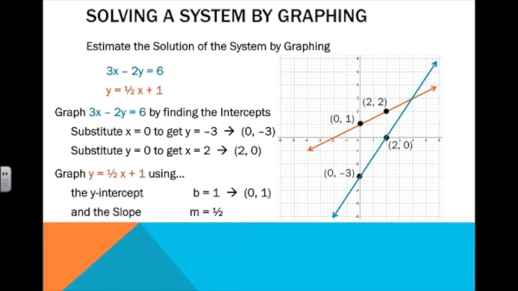Now that we have both lines graphed, we can look for the intersection point, which in this case is the point (4, 3). If we want to verify this approximate solution algebraically, we simply have to substitute x equals 4 and y equals 3 into both equations to see if they work, which they do.